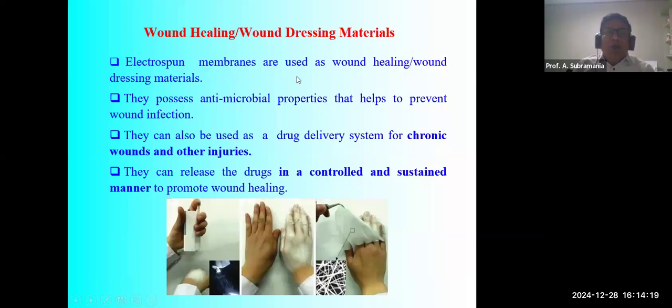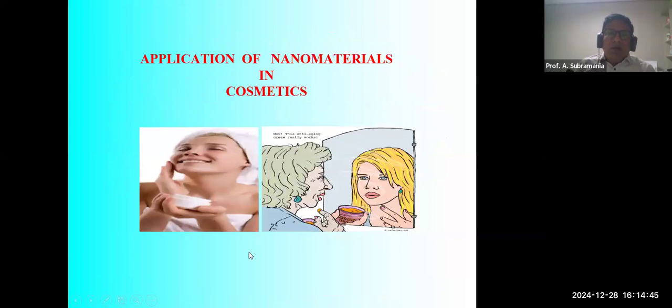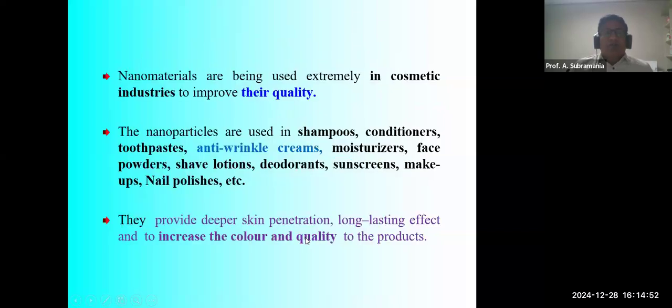So electrospun membranes are used as wound healing or wound dressing materials. They possess antimicrobial properties that help to prevent the wound infection. They can also be used as a drug delivery system for chronic wounds and other injuries. They can release the drugs in a controlled and sustained manner to promote wound healing more easily. Then applications of nanomaterials in cosmetics.